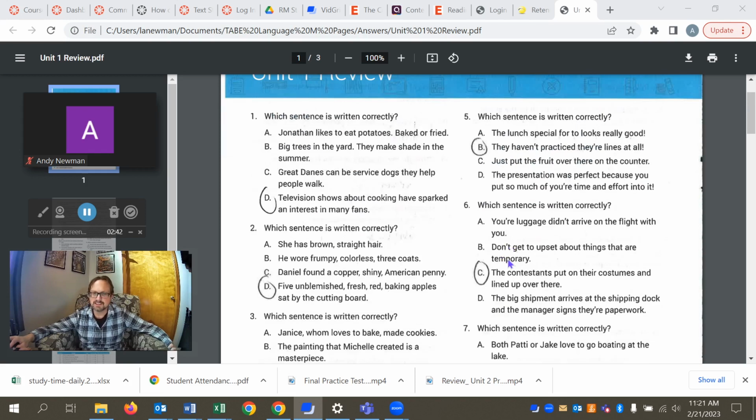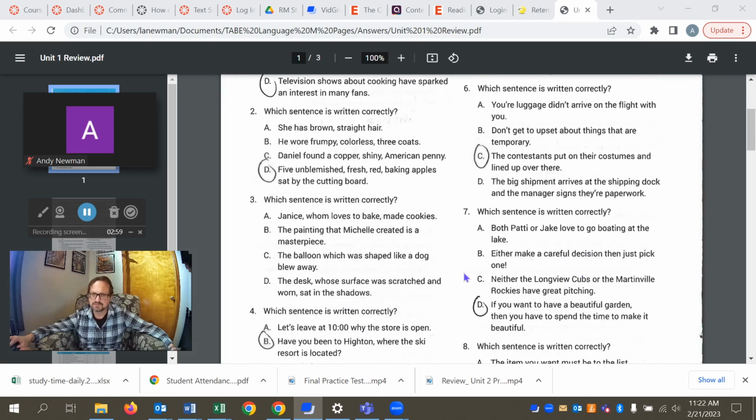All right, 6 is C. The contestants put on their costumes and lined up over there. So we have the possessive pronoun form of their here, and then we have the correct indication of location or direction, T-H-E-R-E, in sentence C.